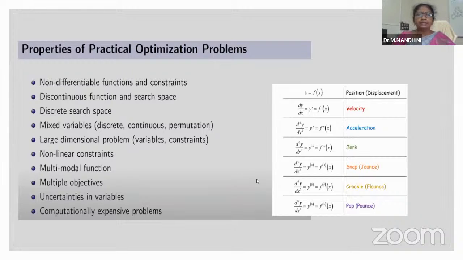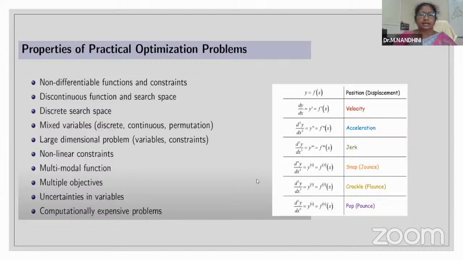So based on the properties of the given problem, you have to identify, among the n number of optimization algorithms, which one is suitable for that type of application. This is where technically you have to play your role clearly, to fit the algorithm into the application. Here you see the different variations of these problems.